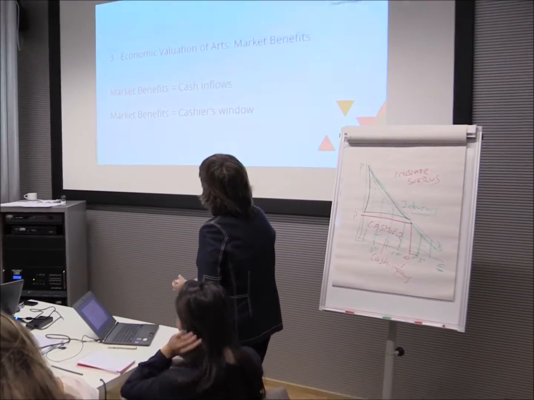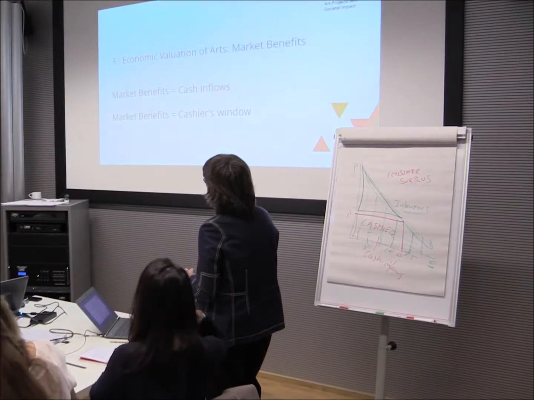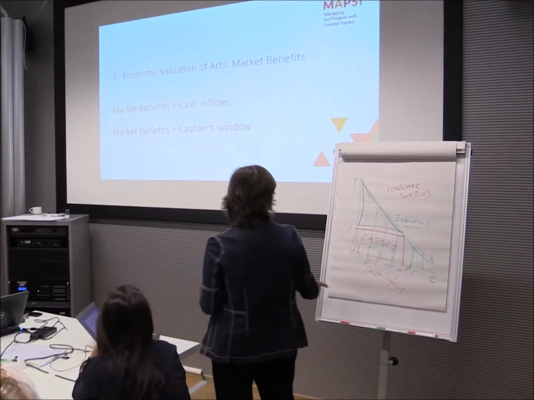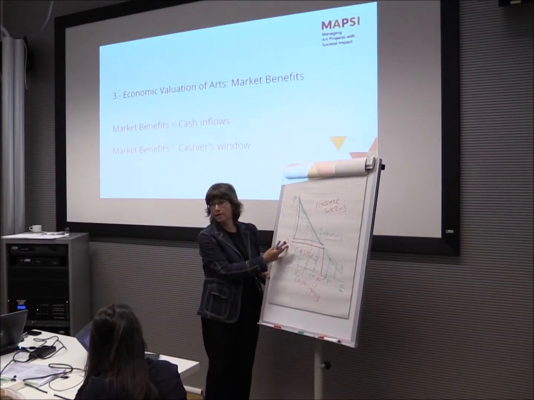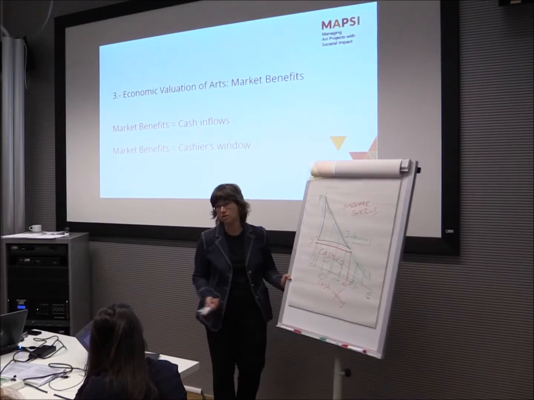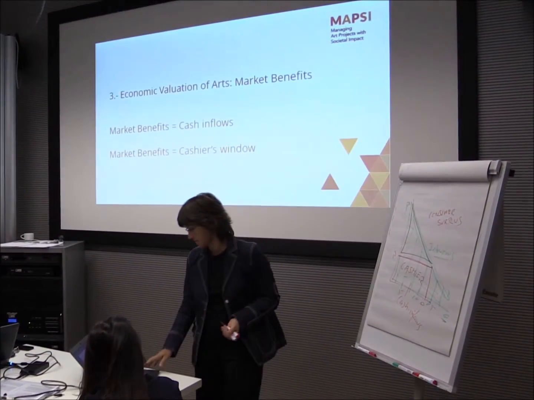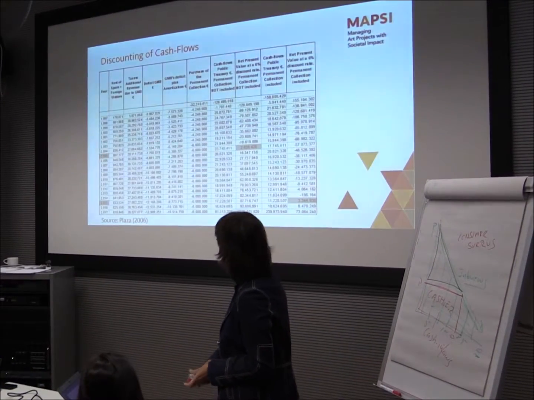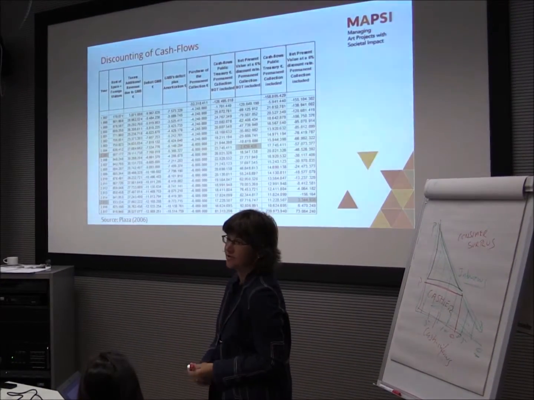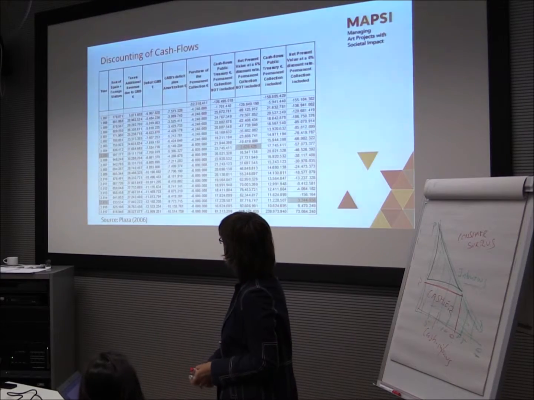So now we analyze the market-driven benefits. The market-driven ones are this one, the cashier. The cashier means what we pay, how many people visit the concert, so it is as easy as this. Okay, so this is the discounting of cash flows for Bilbao. A lot of numbers, but not a difficult thing either.